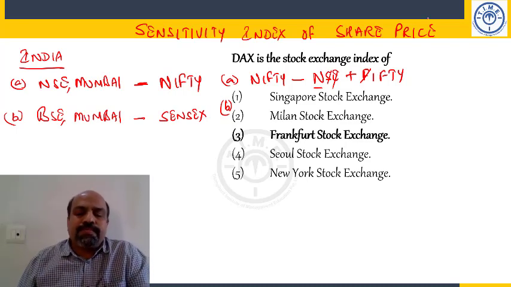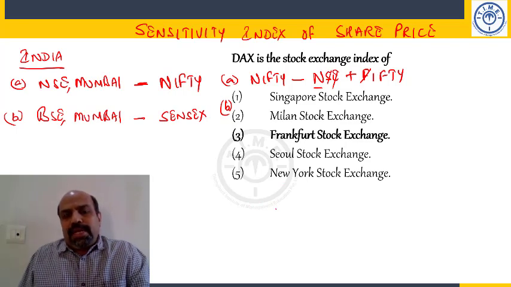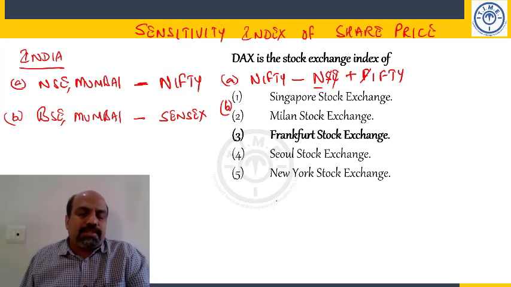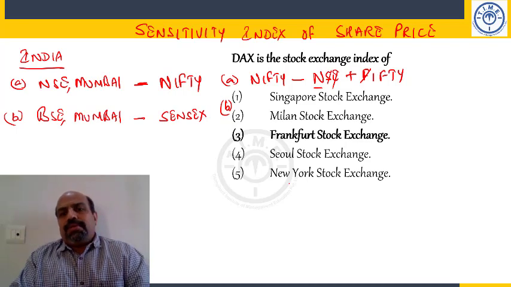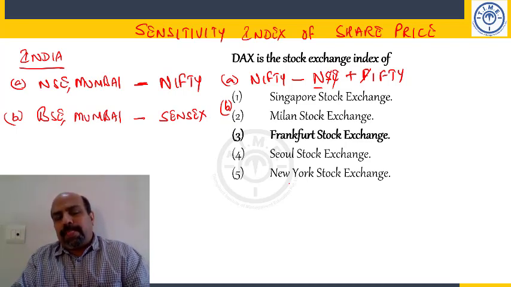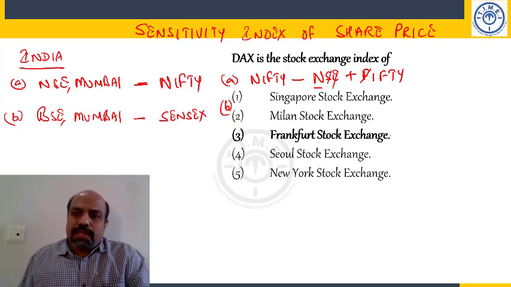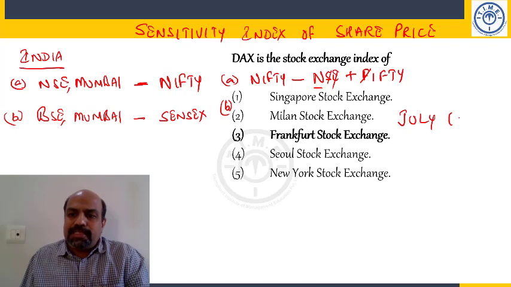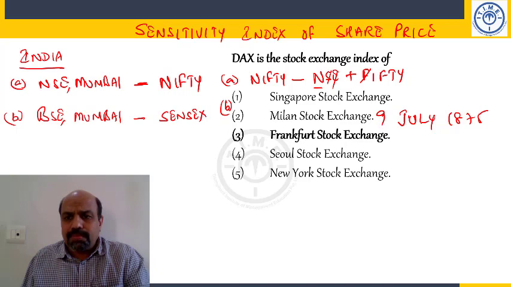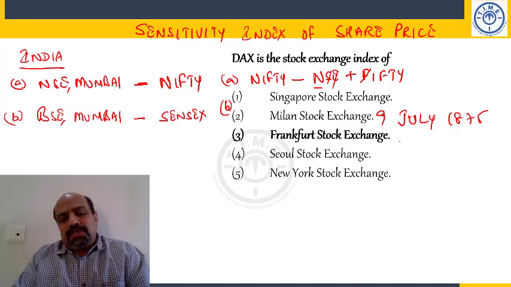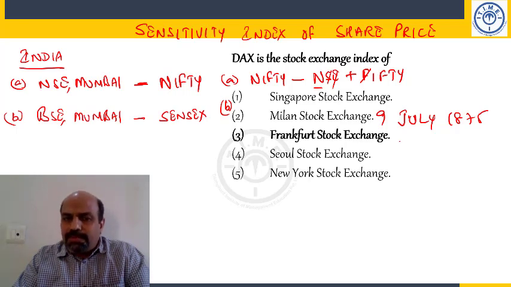Then second point. Asia's oldest stock exchange. Dash. Established July 1875. If you wish to know the precise date, it is 9th July 1875. Last point.